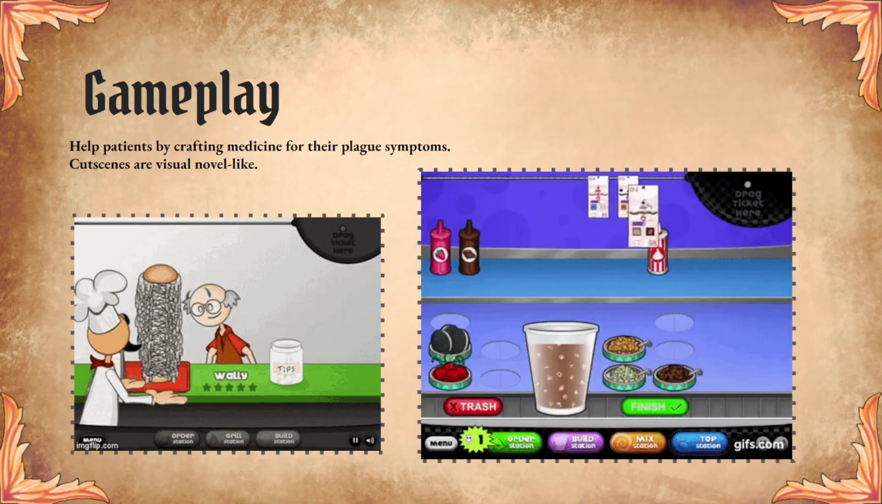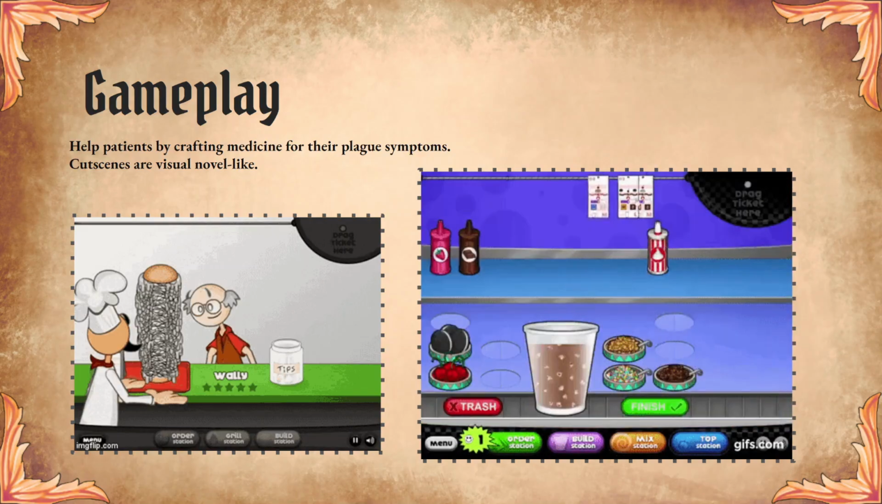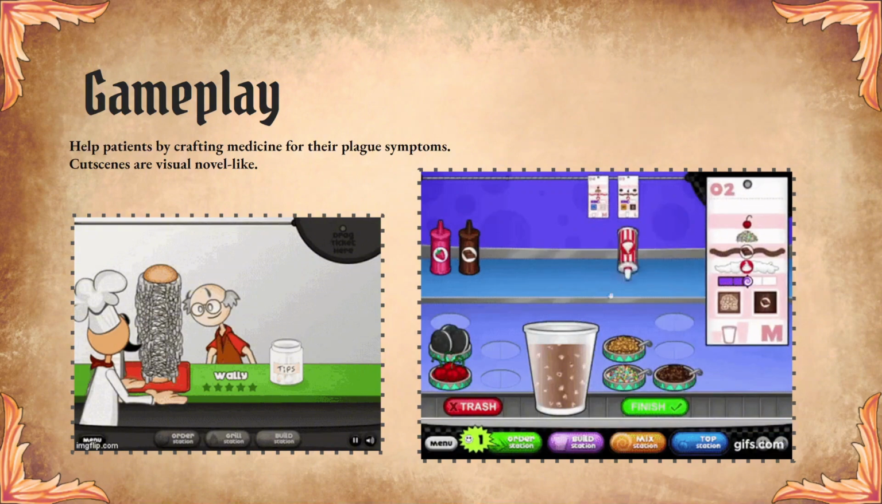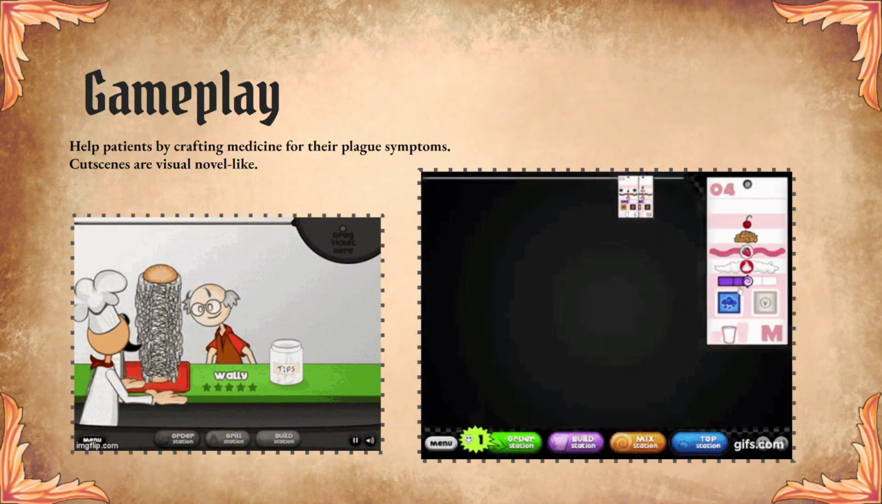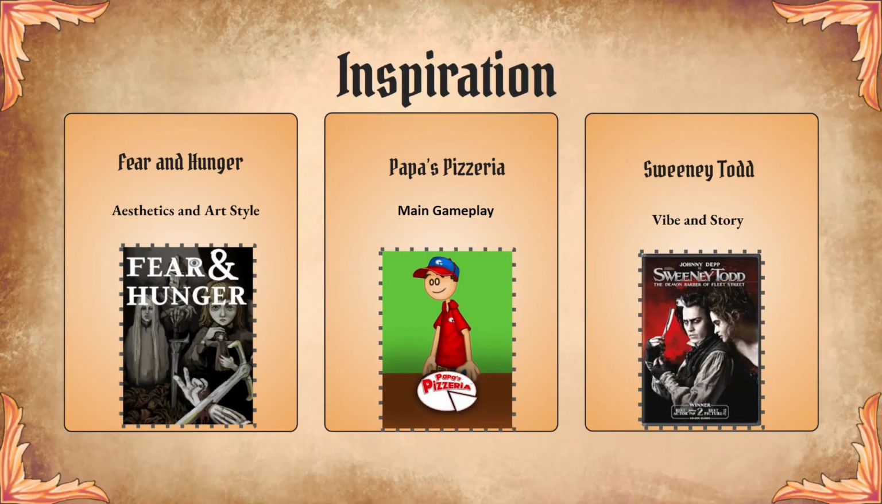And then here's a slide where I explain the gameplay I planned for the game, which is basically a Papa's Pizzeria-esque type game, but it takes place in medieval times. I even provided some GIFs and some inspiration, which will help people understand the idea of your game for aesthetics, gameplay, and story-wise. So I used Fear and Hunger, Papa's Pizzeria, and Sweeney Todd.